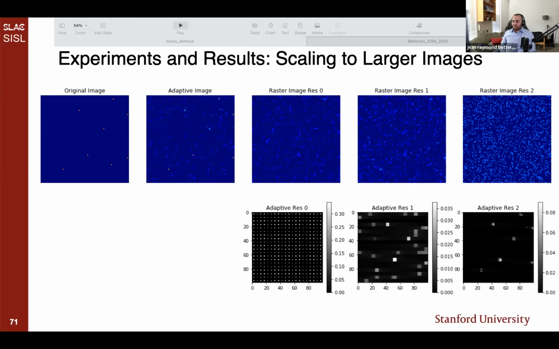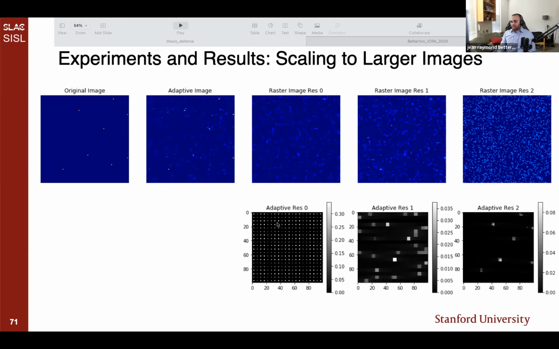So the first pass with low res is typically sort of a uniform pattern like what we're seeing. So these dots, I'm looking at adaptive res 0 in the bottom row. These little dots really just correspond to slowing down at intervals to take a few very good measurements in a kind of grid pattern.